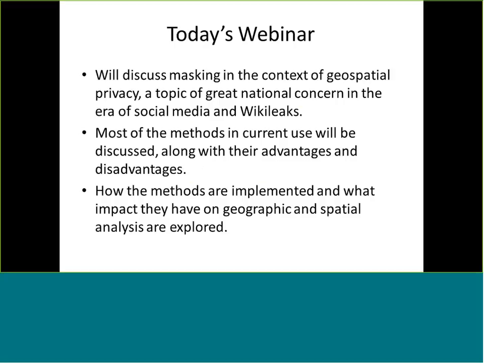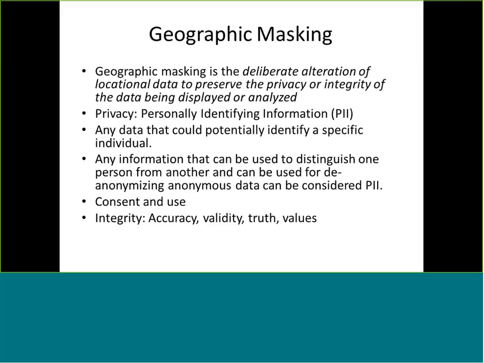Today we're going to discuss masking largely in the context of geospatial privacy. I believe it's a topic of great national concern, mostly because social media has transformed the way geospatial data is being collected, and we have an era where transparency and openness on the internet seems to be widespread. So I'm going to discuss most of the methods, at least currently in use, and some of their advantages and disadvantages. Those advantages and disadvantages primarily lie in propagation of the effects of the mask into further analysis of the data. You might wonder, why would you analyze data that has been masked? Well, often it's the only data that you have. So how these methods are implemented and what impact they're going to have on analysis will be explored.